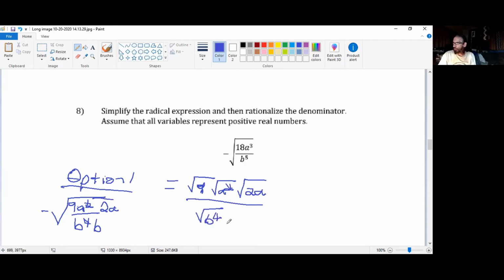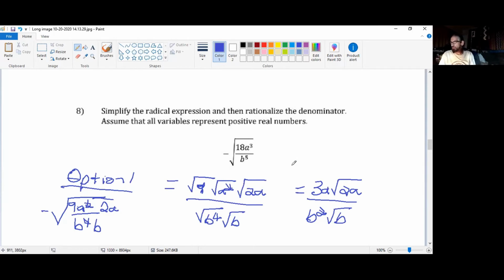then based on what we learned in some earlier sections, we'd have 3a square root of 2a over b squared square root of b. But this is not considered simplified because we still have a square root in the denominator.